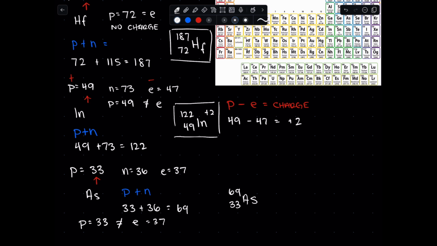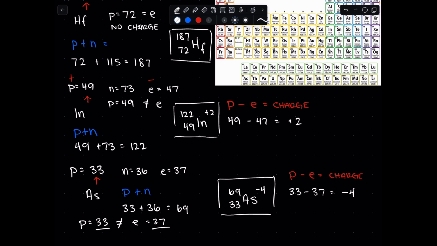So because we have a difference, let's go and use our formula again. So we're going to do our protons minus our electrons to give us our charge. So looking at our numbers, we can see that the number of electrons, 37, is greater than 33. So we're going to expect that this number will be a negative number. So we're going to take our 33, subtract our 37, and that is going to be equal to negative 4. Again, that makes sense because we have more electrons than we do protons. So then our element will have a charge of negative 4. And that will be our final answer.